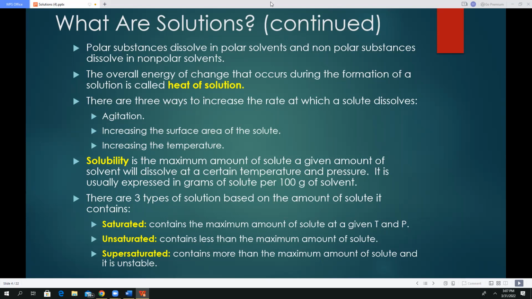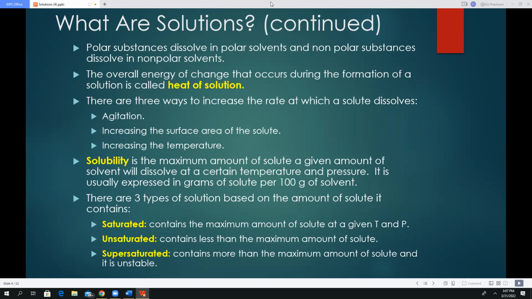Now, solubility is known as the maximum amount of solute in a given amount of solvent that will dissolve. And it has to be at a certain temperature and pressure. It is usually expressed in grams of solute per grams of solvent.